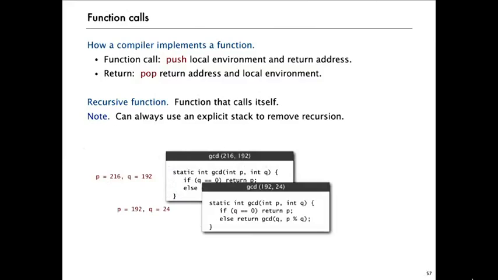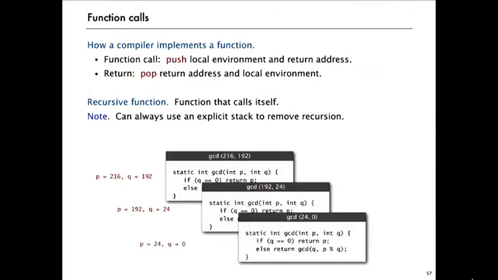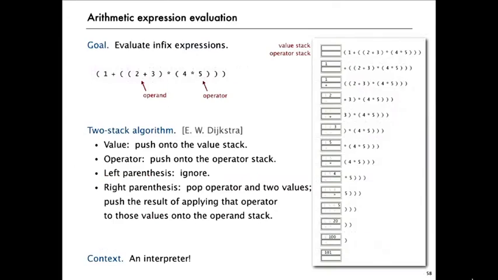So, for example, we have the GCD function computing the greatest common divisor. The greatest common divisor of P and Q is the greatest common divisor of Q and P mod Q, and it just calls itself until Q gets to be 0. As this graphic indicates, it just does it by saving the information on a stack.